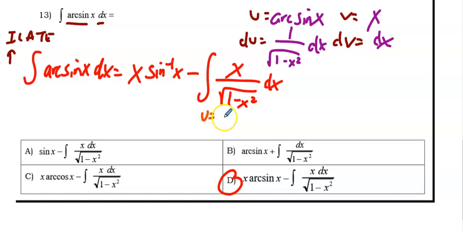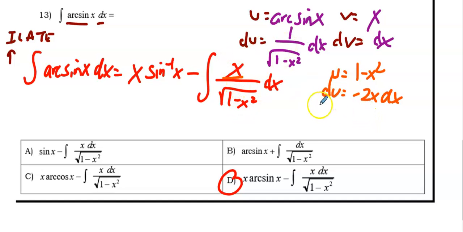So u sub, actually let's write over here. u is going to be equal to 1 minus x squared. So let's just keep going with this problem. And du is going to be equal to negative 2x dx. And that's why the x is sitting right there. And remember, if the x wasn't here, then this would be another arc sine problem, right?